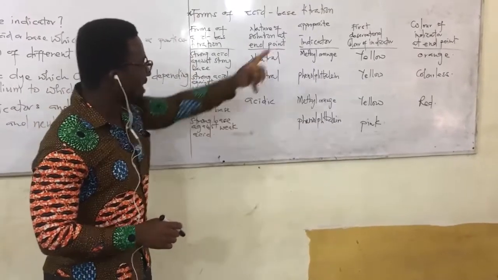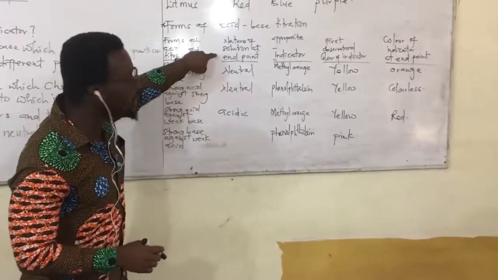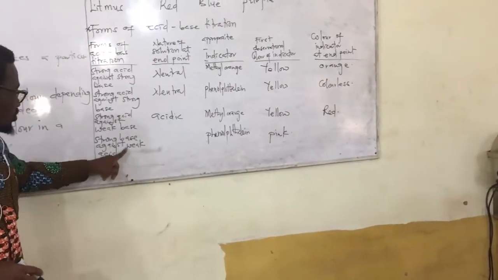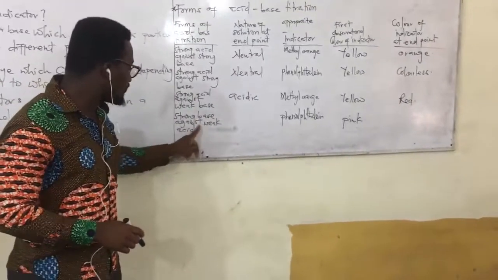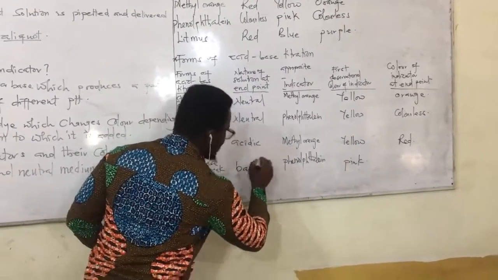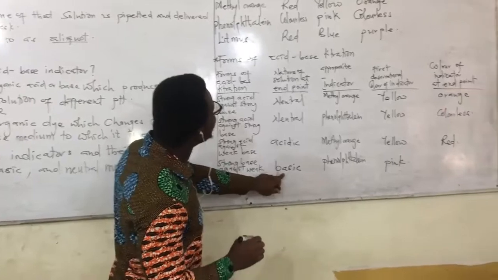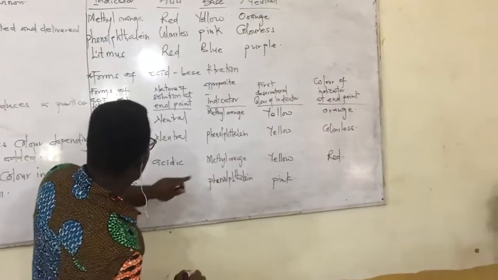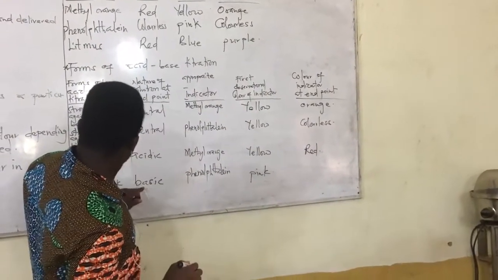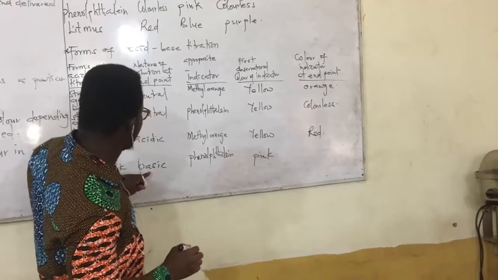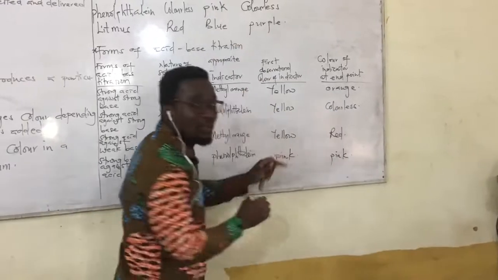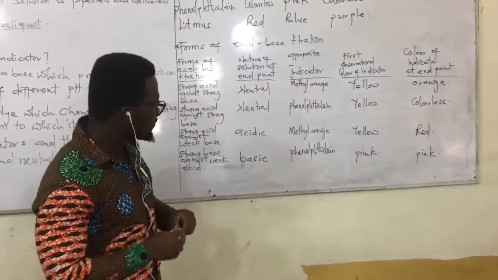Therefore, what will be the color at endpoint? The color at endpoint will depend on the nature of the solution. For strong base against weak acid, the solution at endpoint will be basic. And if the solution is basic, the color of phenolphthalein in the basic solution will still be what? Pink. I will explain this one for you to understand.